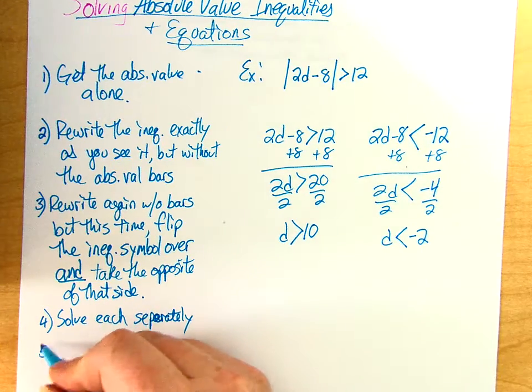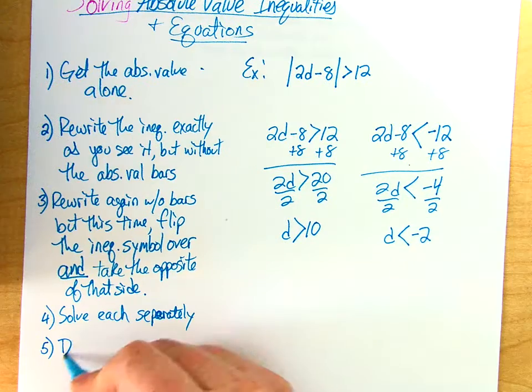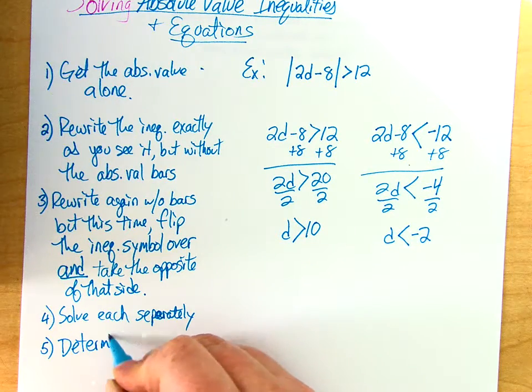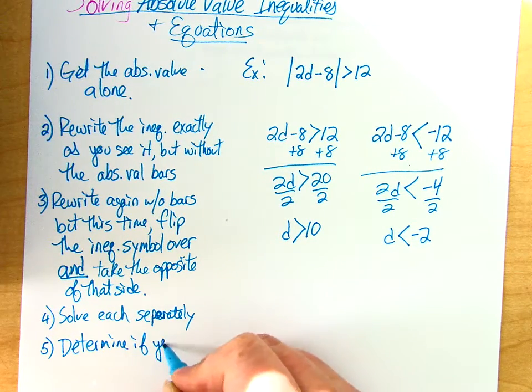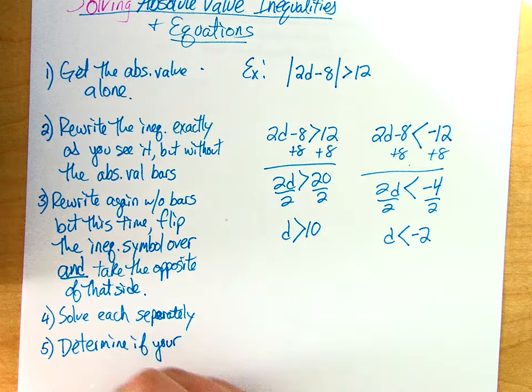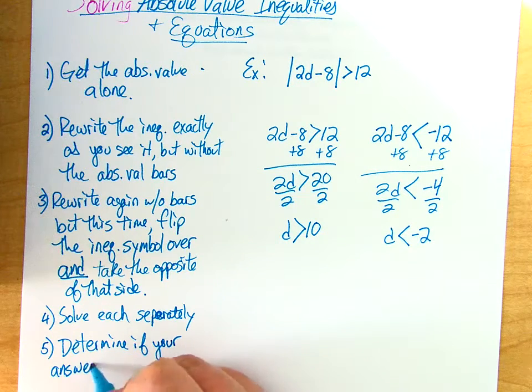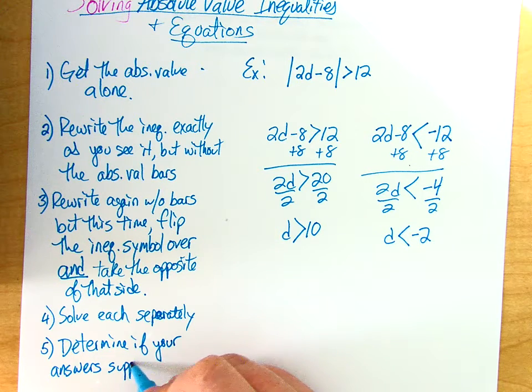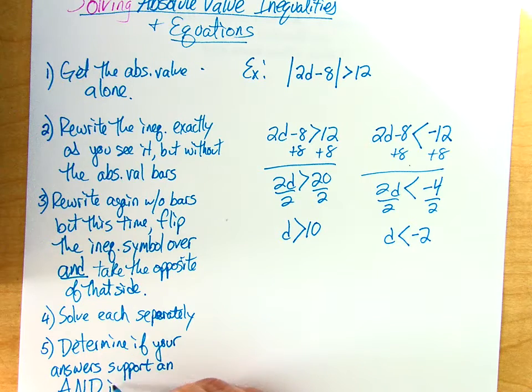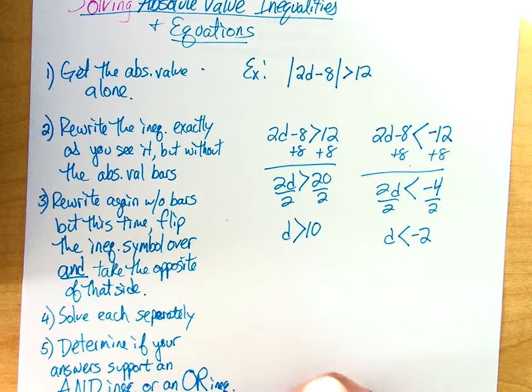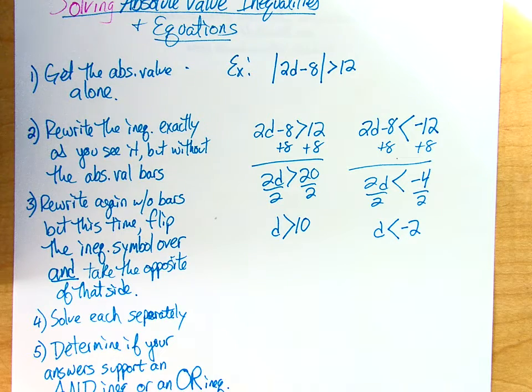Okay? So that is step 5. Determine if your answers support an AND inequality or an OR inequality. And you do it exactly the way I just said. Are there numbers that fit both? If there are, it's an AND. If there's not, it's an OR. It's as easy as that.